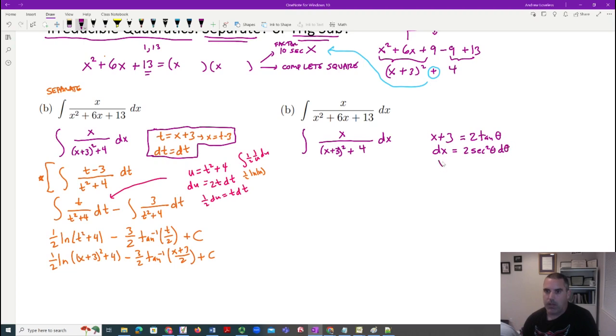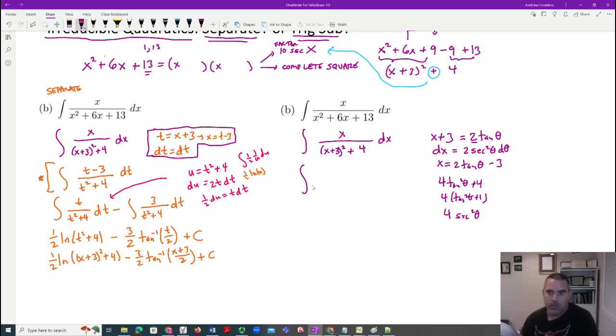You'd have to solve for x, so x would be 2 tangent of theta minus 3. And you would need to simplify. If I was trying to be as fast as possible, I might do that in the margins. So when I plug this in, the denominator is going to become 4, because that's going to be squared. Tangent squared of theta plus 4. So it's going to be 4 tangent squared of theta plus 1. So it's going to be 4 secant squared of theta.